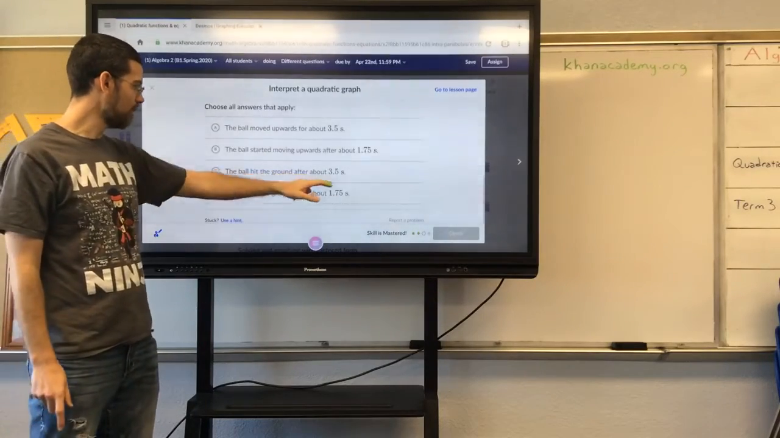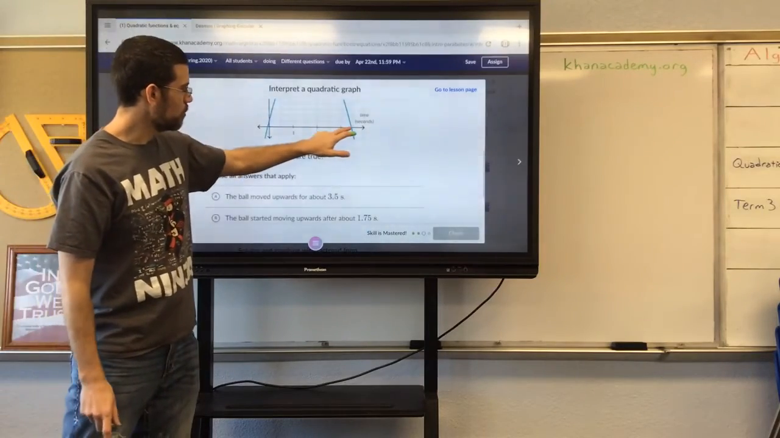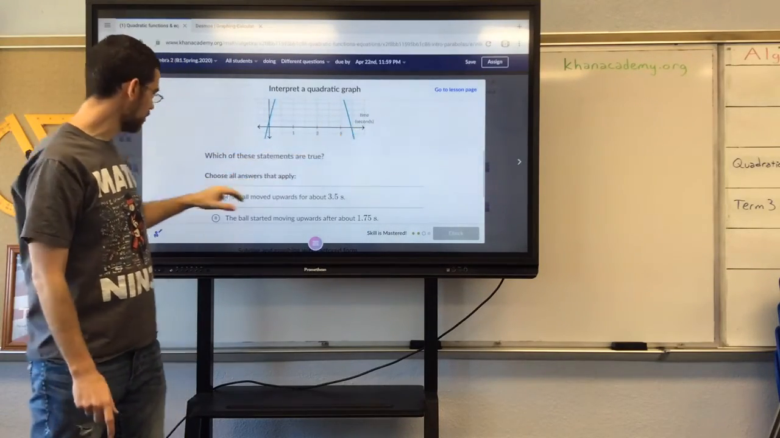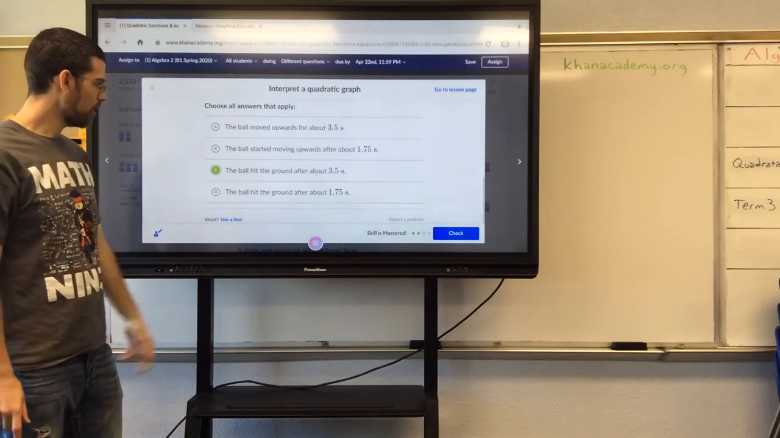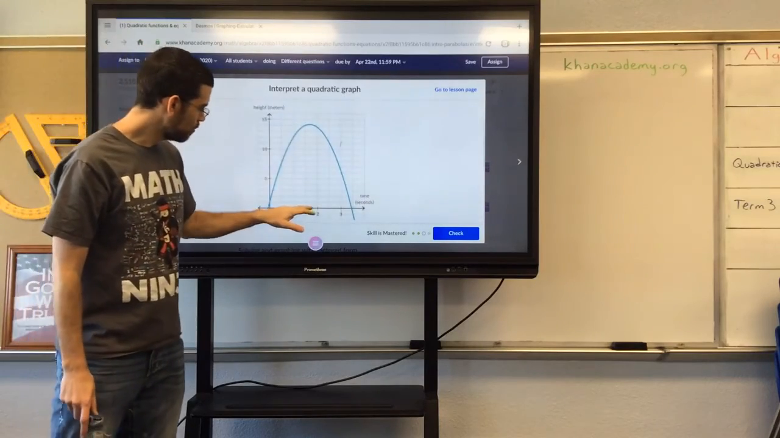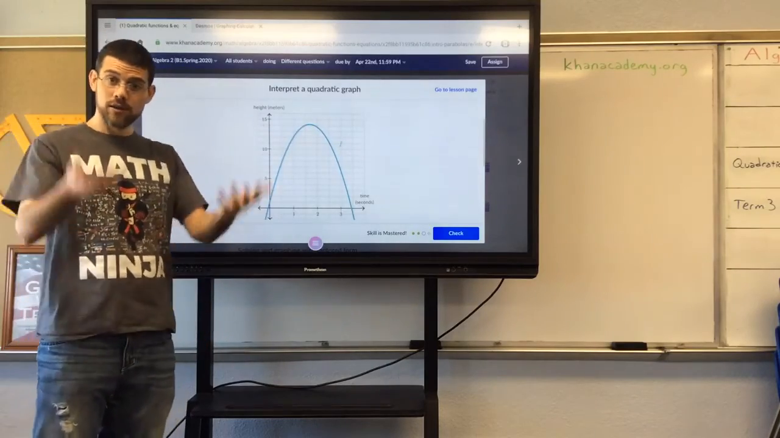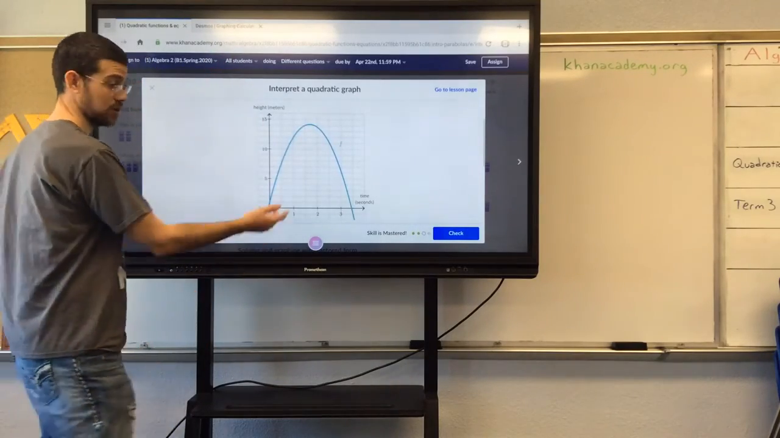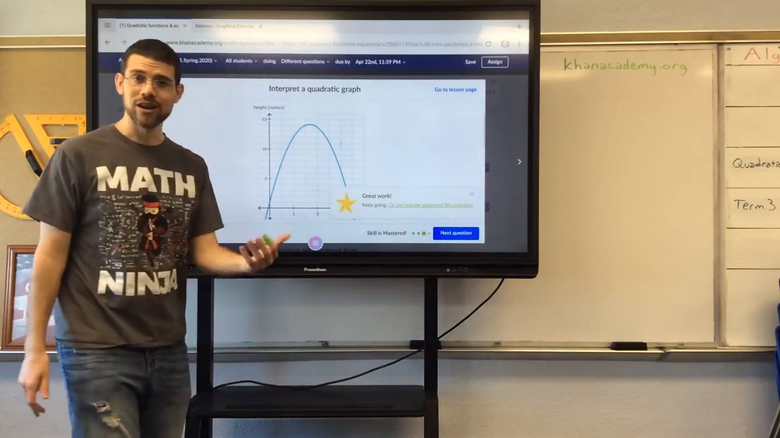The ball hit the ground after about 3.5 seconds. Yes, that's what we saw here. 3.5 seconds. Just before that, it hit the ground. So we'll pick that. The ball hit the ground after about 1.75 seconds. No, 1.75 seconds is pretty close to where the ball reached its maximum height. So this is the only one. And I'll leave the rest to you.